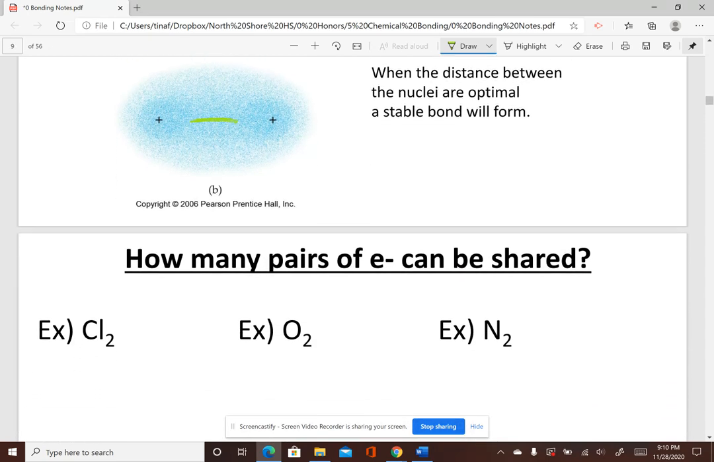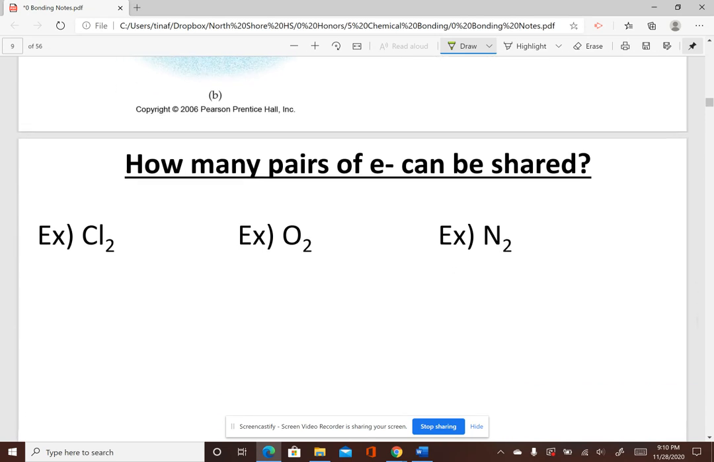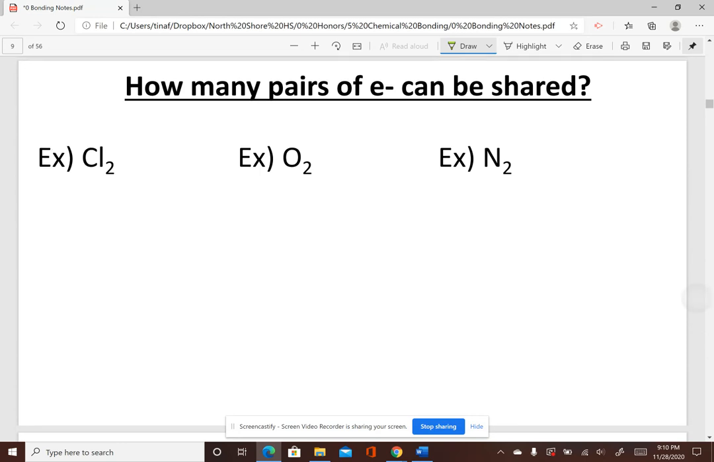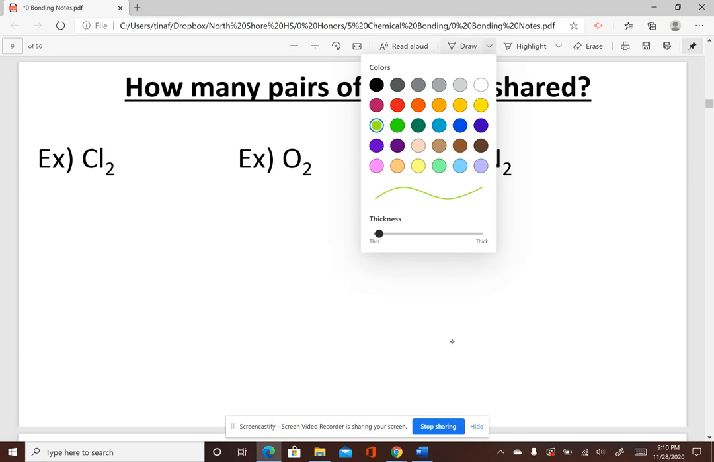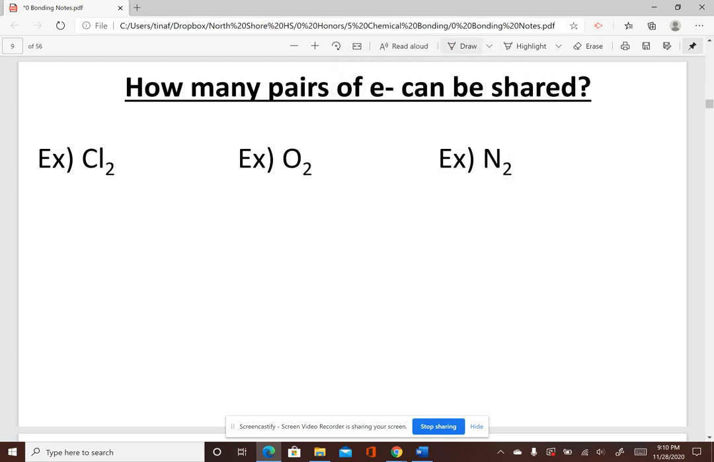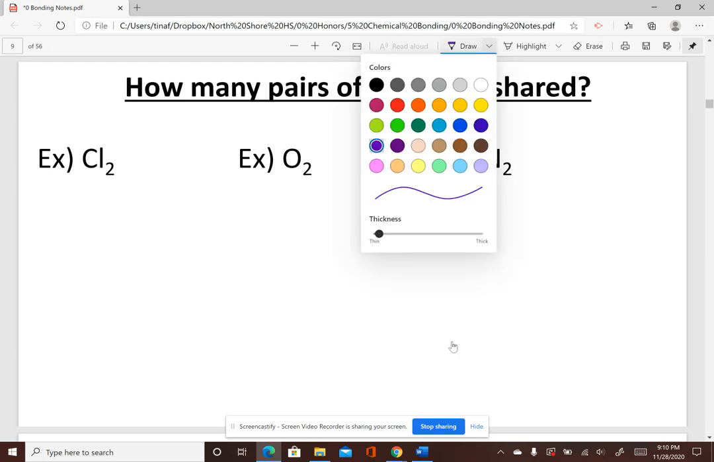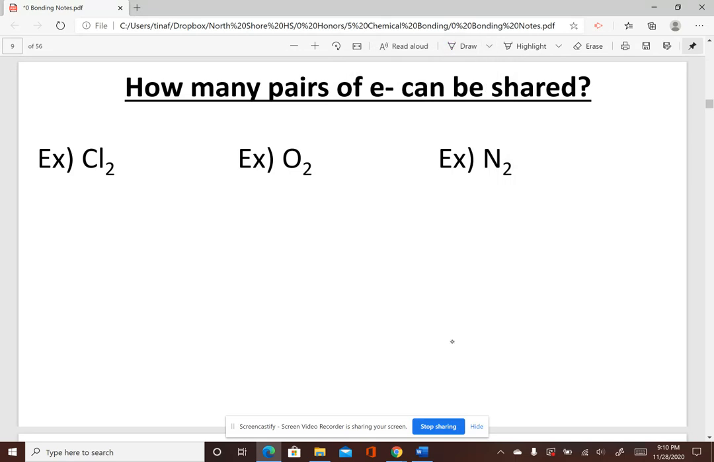Okay, so how many pairs of electrons can be shared? So this is kind of just like showing you how it works before we get into how to easily draw compounds in a step-by-step process. So let's go back to this so you can see it. So chlorine has 7 valence electrons. So you want to think, how many more does it need to be stable or get full? It needs one more to get to 8, right?